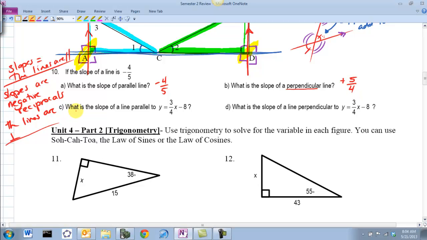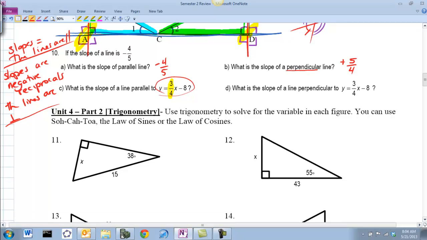Letter C says what's the slope of a line that's parallel to this linear equation? Well, the first thing you've got to know is what's the slope of that linear equation. And perhaps you will remember that when it's in this form where the y is all by itself and everything else is isolated on the right, this guy is the slope. So I'm going to let you answer letter C as if the slope is 3/4.